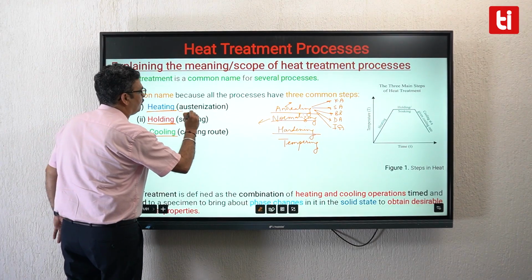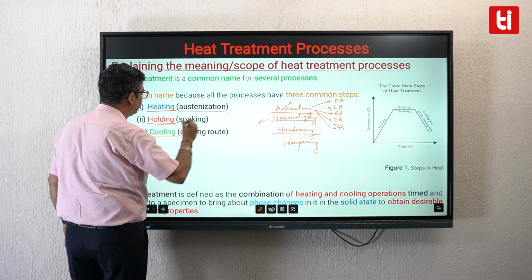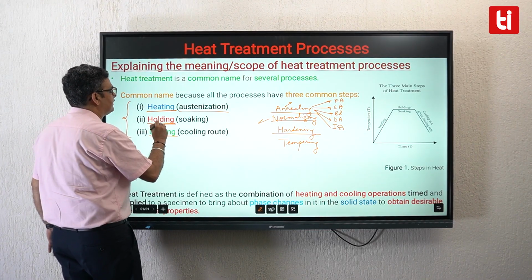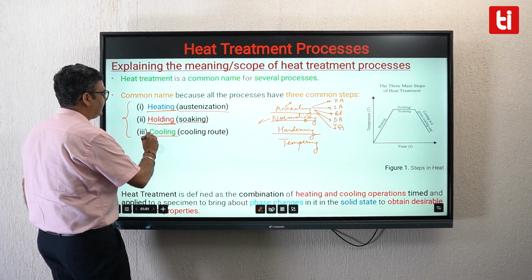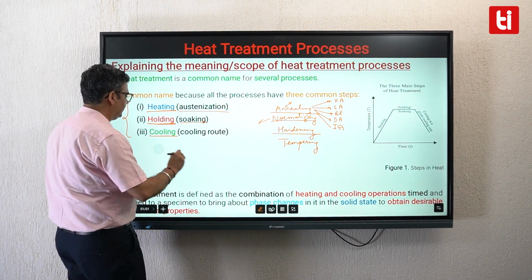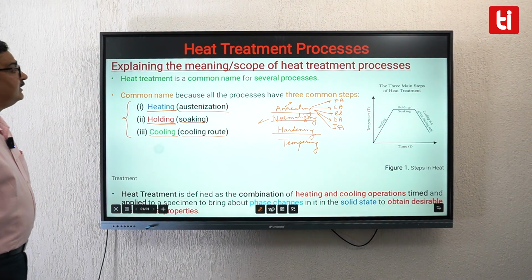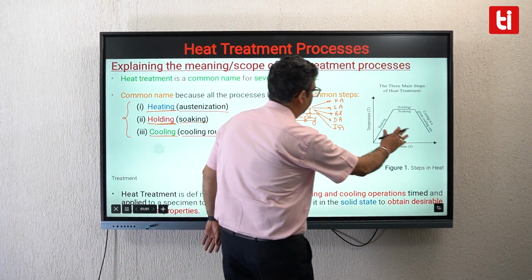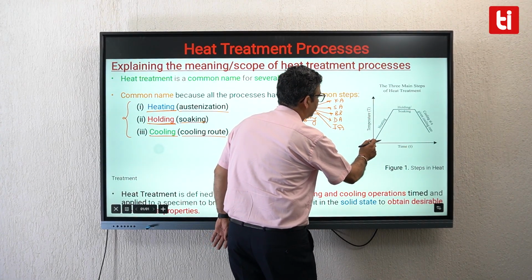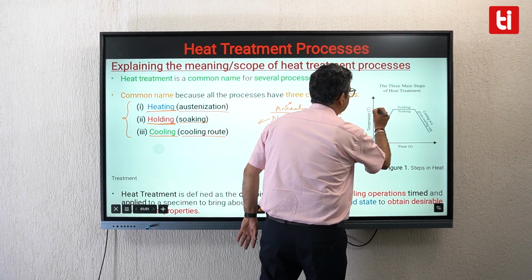Heating, which is also called austenitization in most cases, not all, but most cases, we'll discuss more on it. Then there is the step called holding, where you hold at the heat treatment temperature. This is also called soaking. And finally, you do slow cooling or fast cooling, so you follow a particular cooling route. This is the last step in heat treatment. So I've depicted it over here that in any heat treatment process, the first step would be from room temperature at a specific heating rate. You will heat the steel to this temperature.